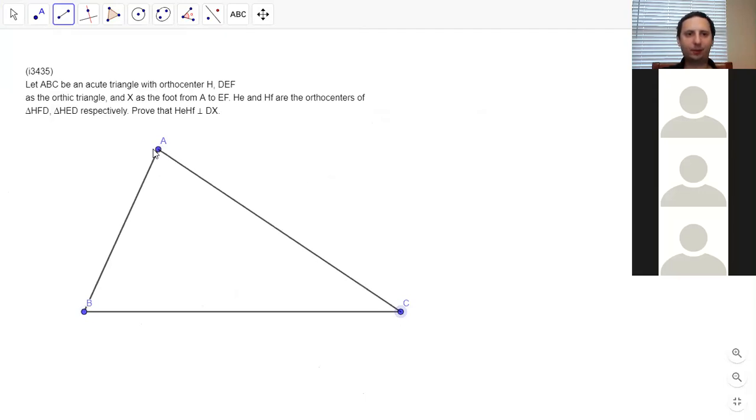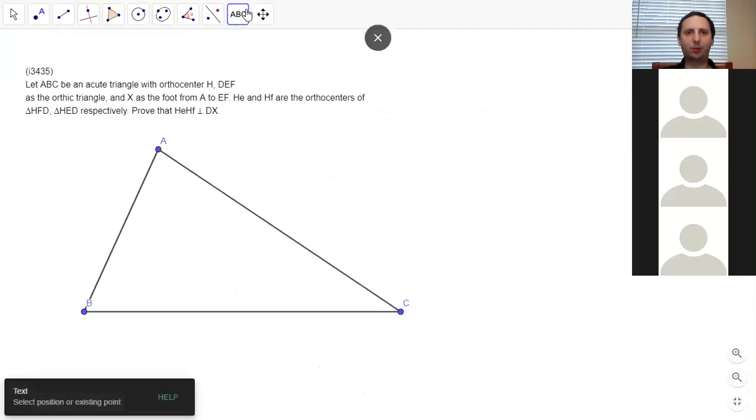Yeah, I liked how we proved in the last one that O' was the orthocenter. That was kind of a cool way of doing it.